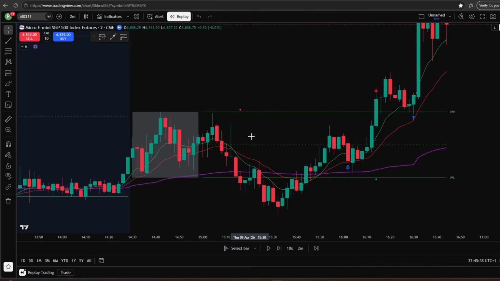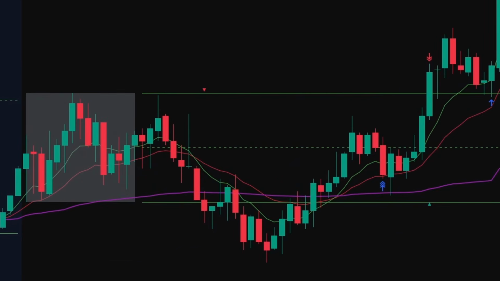Once you click OK, the indicator draws a shaded box on your screen. This isn't just a box, it's your market structure. It tells you exactly where the 30-minute opening range high and low are.